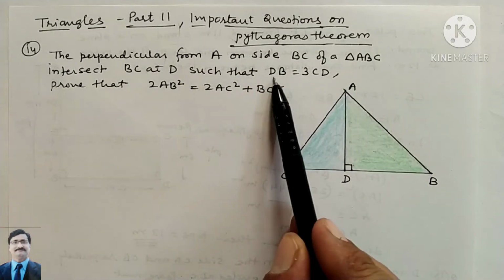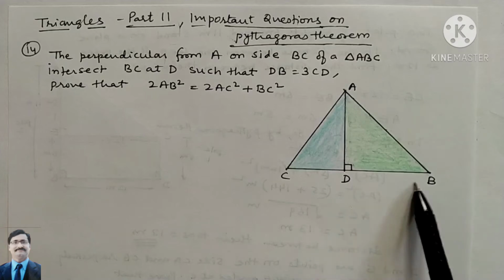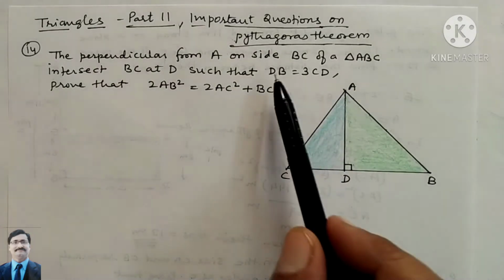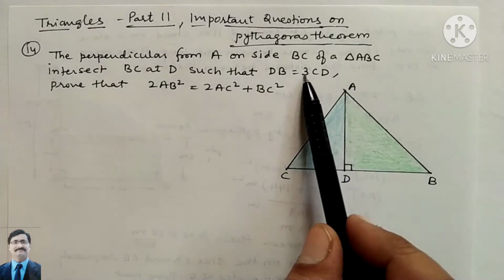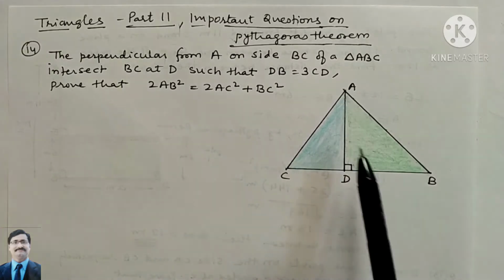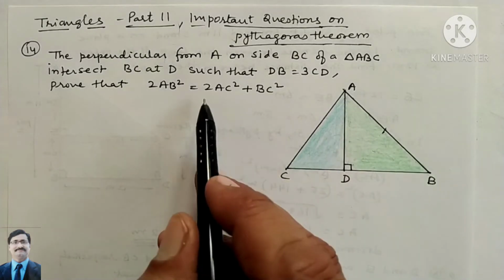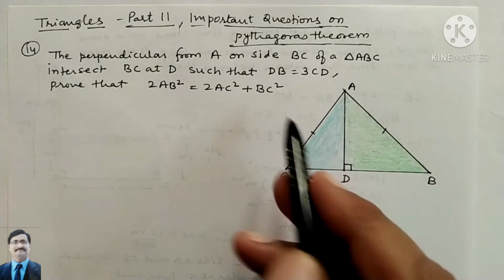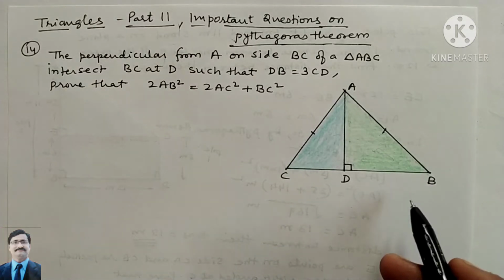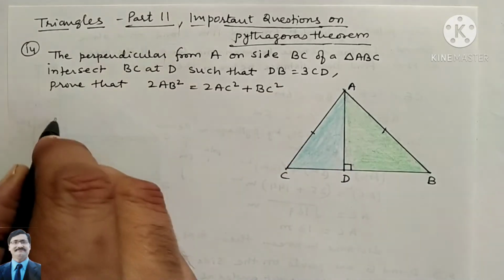In such a case that this DB is equal to 3 CD, DB equal to 3 times of CD. And we have to prove that 2AB square, this is square of this, AC square, this is square, and BC square means whole this BC. Look here, first of all we write here this relation is given.